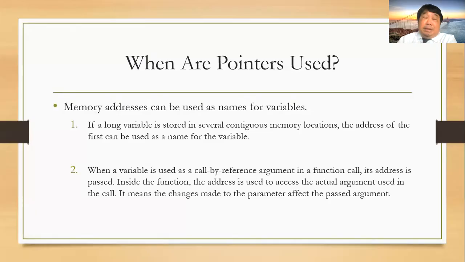So now you see pointers are a little bit unusual. So you must wonder when pointers are used. All right. The answer actually is centered around the concept that memory addresses can be used as names for variables. So there are two occasions or scenarios to use pointers. The first one is if a long variable is stored in several contiguous memory locations, then the address of the first one can be used as the name for the variable. It will be more efficient.